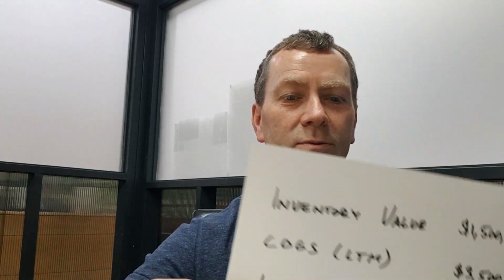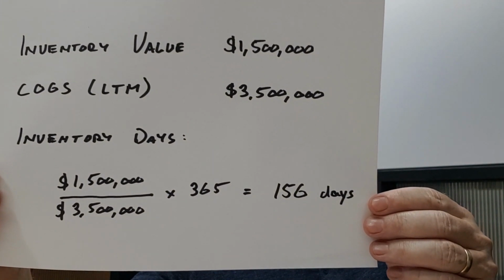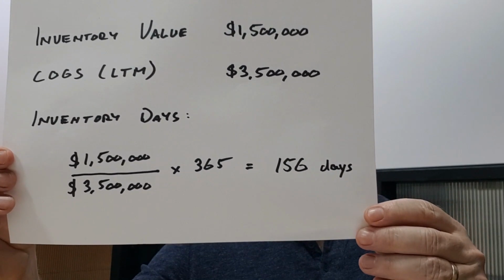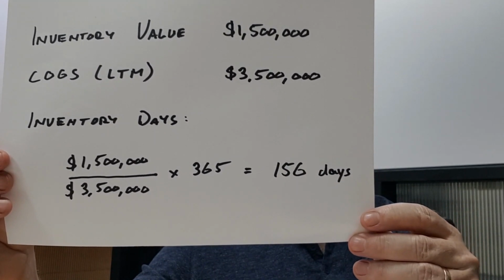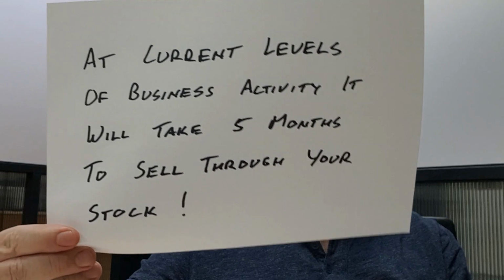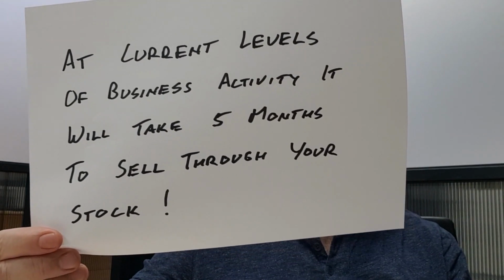Let's go through a quick example. If I'm sitting with inventory of $1.5 million and a last 12 months cost of goods sold of $3.5 million, then using this ratio, I can work out that I have 156 days worth of stock. So in other words, at my current level of activity, as measured by my cost of goods sold, it will take me a little over 5 months to sell through the stock I'm currently holding. 5 months. Seems like a lot of stock, doesn't it?